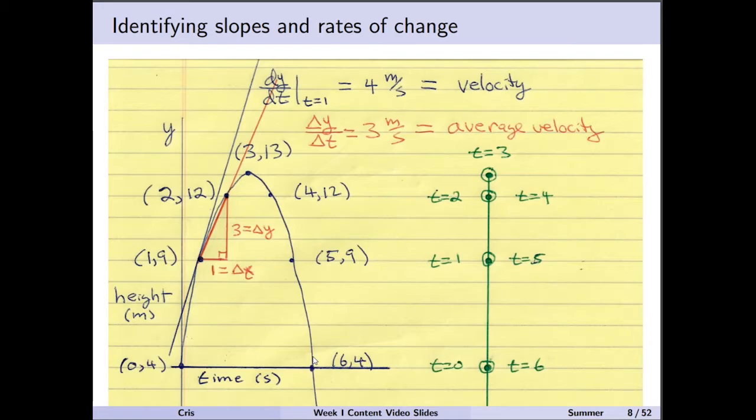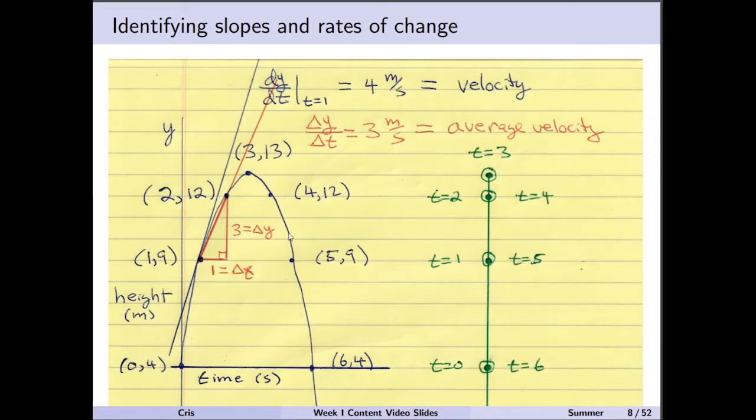So let's put the idea of a slope and the idea of a rate of change together here, pictorially in a graph. Here the ball is going up and coming down. Here's t equals 0, t equals 1, t equals 2. The ball gets to its height when t equals 3. That's when its velocity is 0, and then it starts to come back down. Now its velocity is negative as it's coming back down.